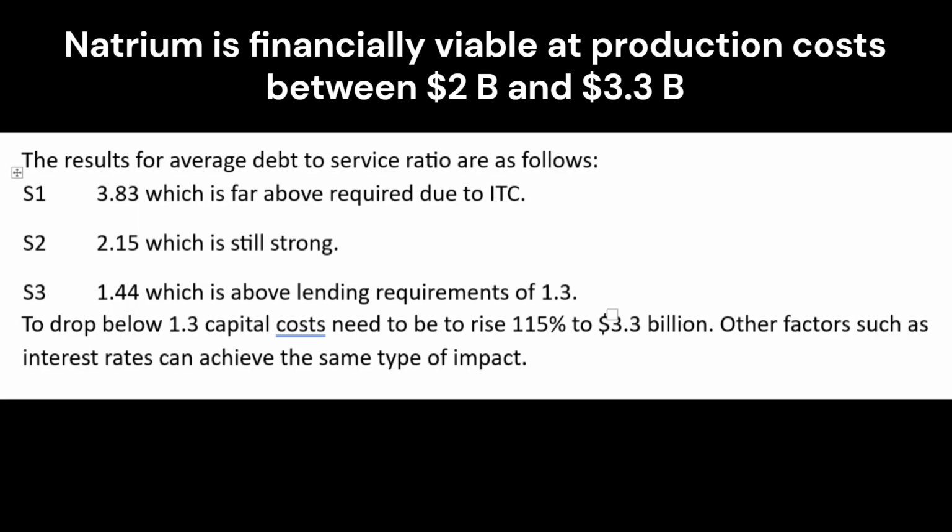S1, 3.83, which is far above required due to ITC. S2, 2.15, which is still strong. S3, 1.44, which is above lending requirements of 1.3. To drop below 1.3, capital costs need to rise 115% to $3.3 billion. Other factors such as interest rates can achieve the same type of impact.